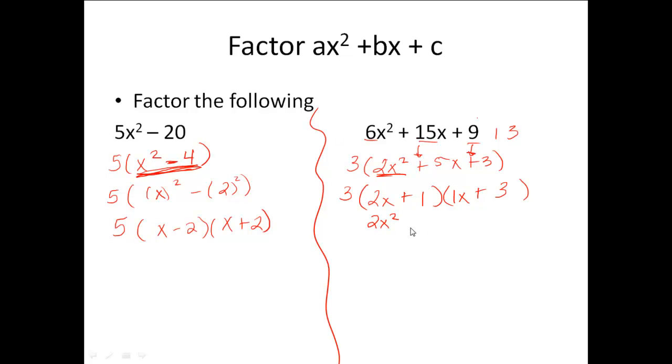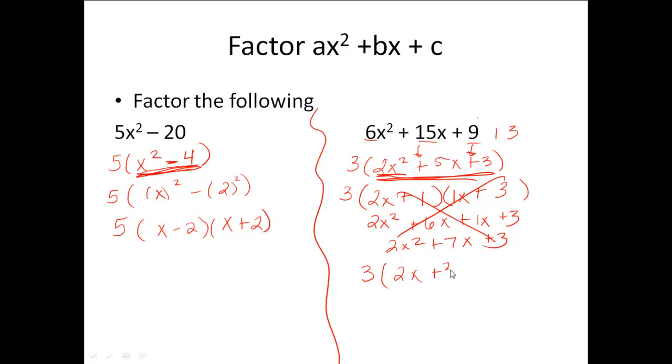Foil that out, and I'm going to have 2x squared plus 6x plus 1x plus 3. Not going to happen. I ended up with 2x squared plus 7x plus 3. And if you look at right here, I needed a 5x in that middle spot. So that one didn't work out. Let's check if it'll work if we flip our 3 and our 1 around.